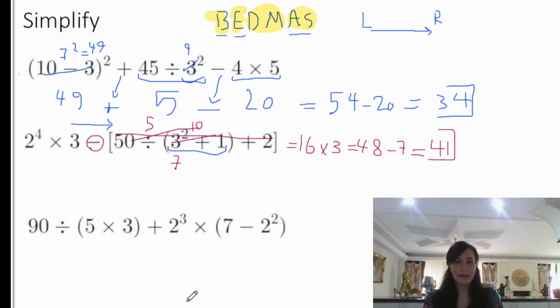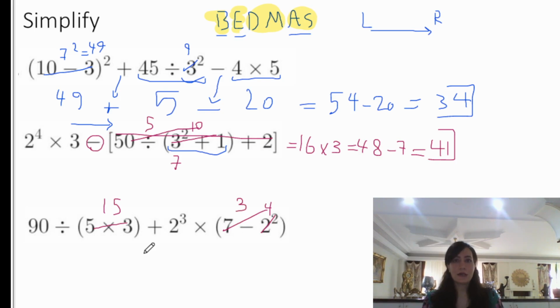I come to the last one here. First, bracket or parentheses. I have 2 parentheses here. Which one? Doesn't matter. As I said, when I have the same order, I have to start from left to right. So here 5 times 3 is 15. Then I come here, 7 minus 2 to the power of 2. So first I have to do the exponent. So 7 minus 4 gives me 3. I got rid of this parenthesis.